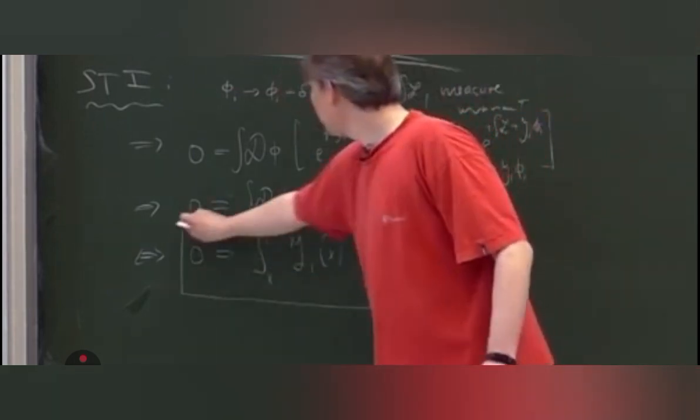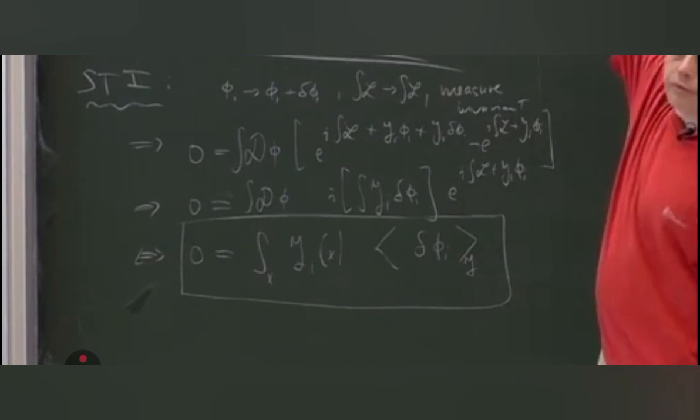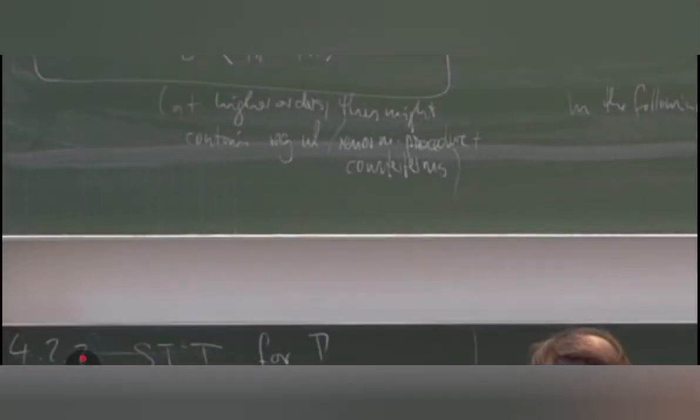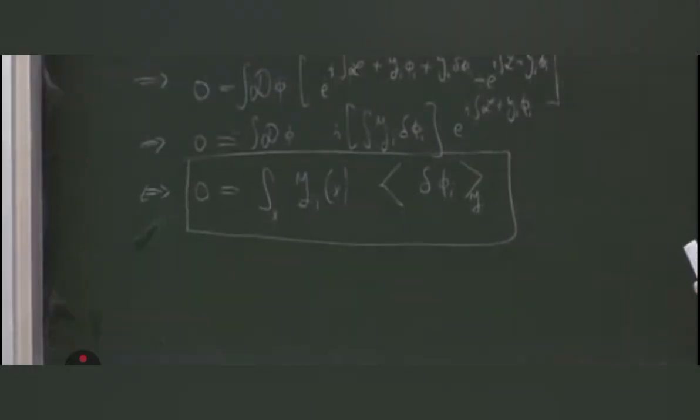So this is a completely equivalent way to write the Slavnov-Taylor identities in the box above. And now from this construction we can read off an equivalent formulation.